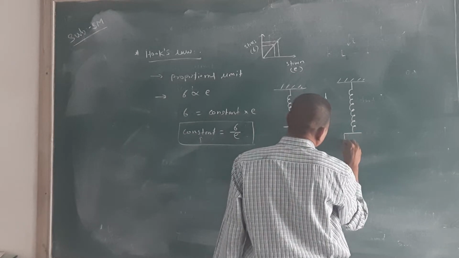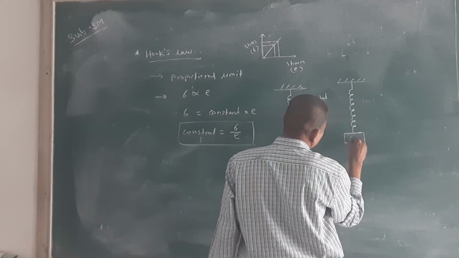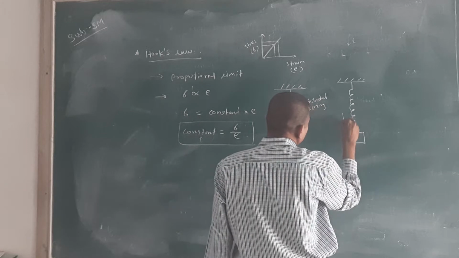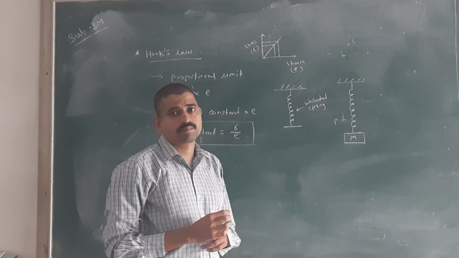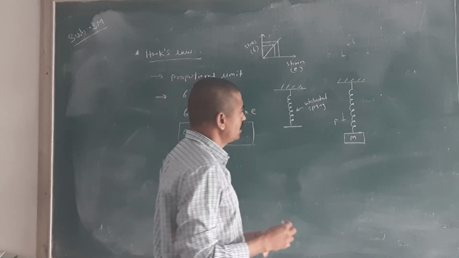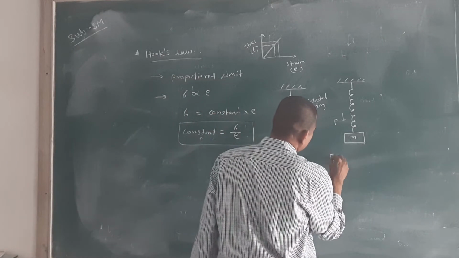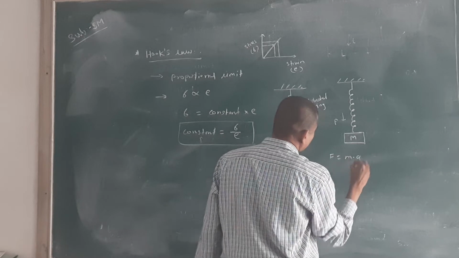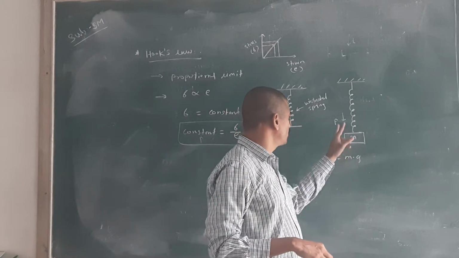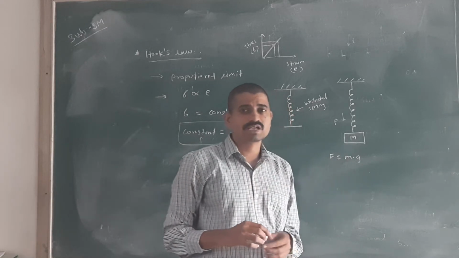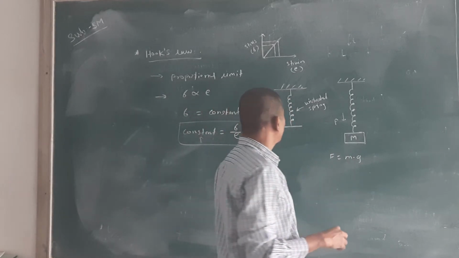we have attached some mass to that spring, and here we will get the deformation force F. You know that this F is equal to mg. What is mg? The mass into the gravitational force. You will get the force is equal to mass into gravitational force.